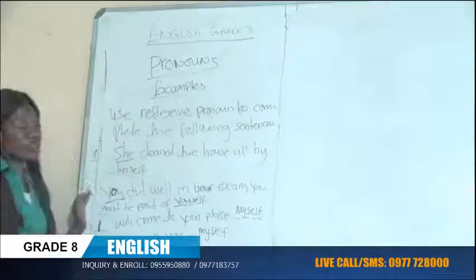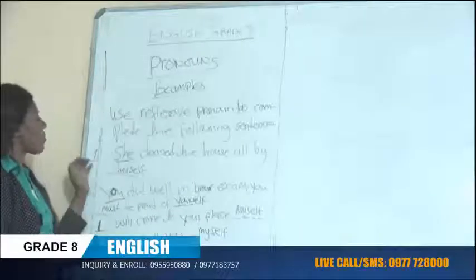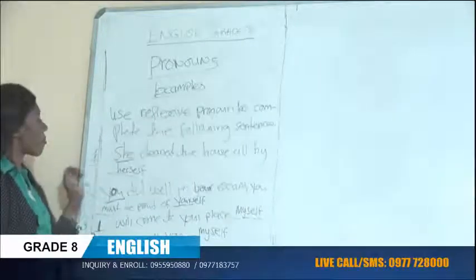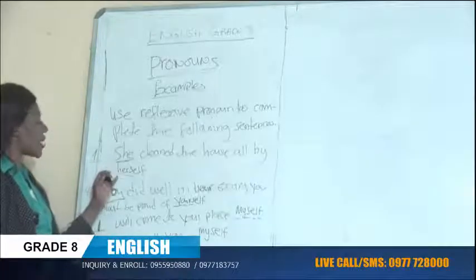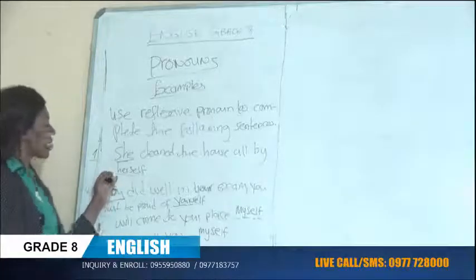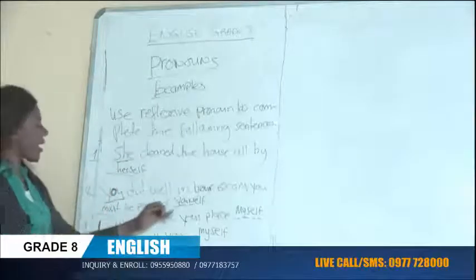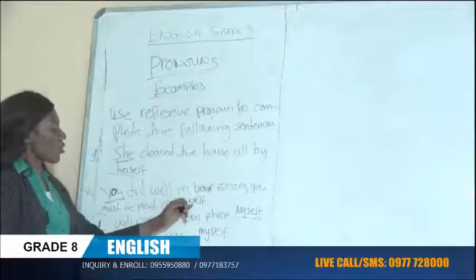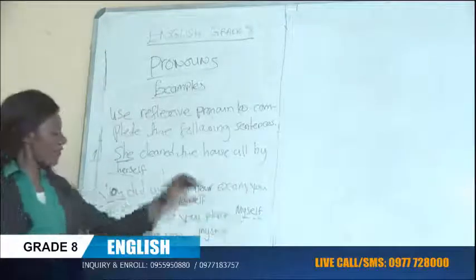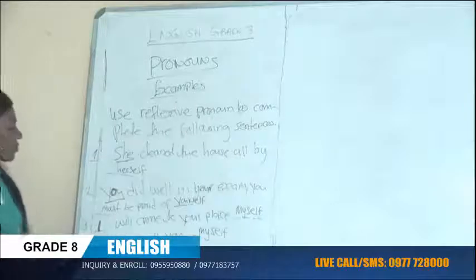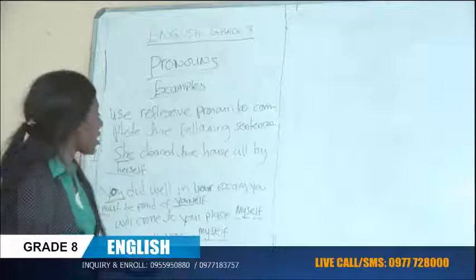Okay, that is how you change to a reflexive pronoun. You change a pronoun to a reflexive pronoun. So this is a pronoun and it has been replaced by a reflexive pronoun herself. The pronoun you has been replaced by the reflexive pronoun yourself. Okay, I is replaced by myself. Just like here, I has been replaced by myself. Okay, I'll still give you more examples.